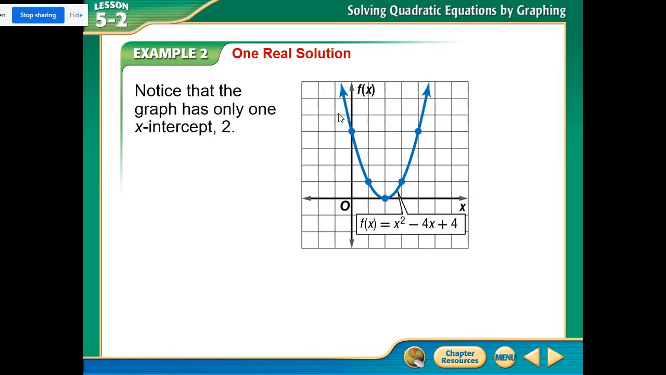Again, they use a table. And notice this goes ahead and only touches once. Now, when it only touches once, you can try to find the 0 that way, and sometimes your calculator will work or not. But if you know it only touches once, you just find the vertex. And the vertex is here at 2, 0. And so the only solution is 2. It only crosses once.